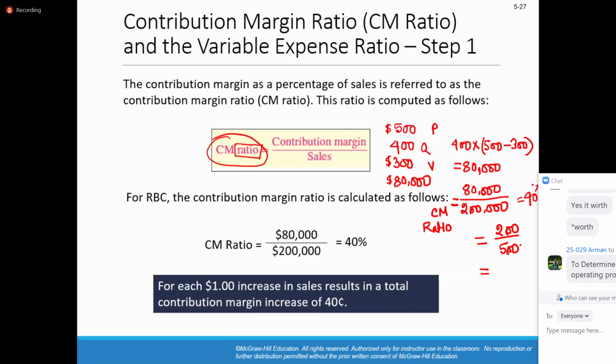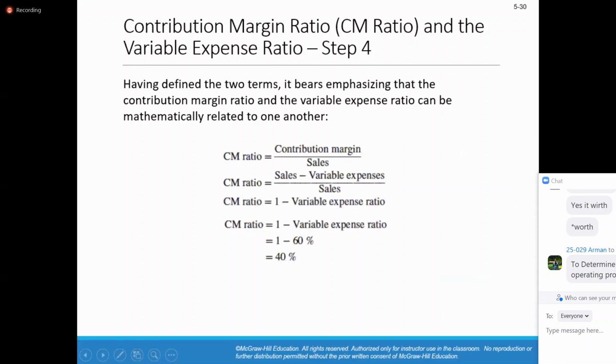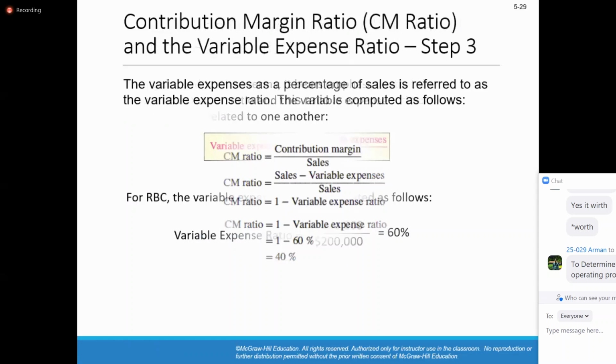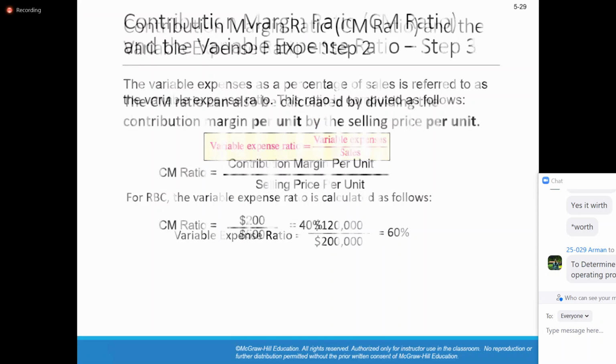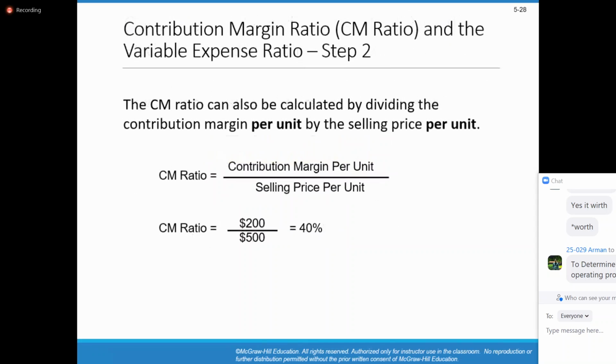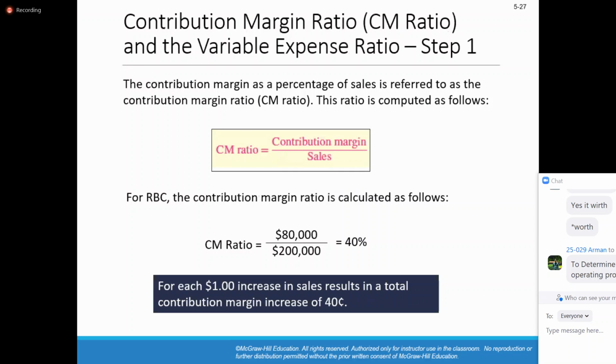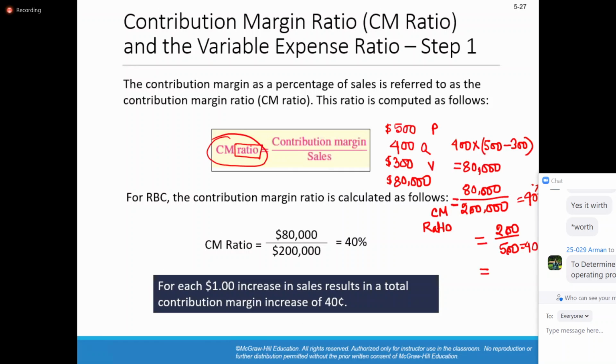And it is also 40%. Okay. So what we have done, we have learned how the contribution margin ratio can be calculated. Okay. Now the task is, what do we mean by the contribution margin ratio? From here, you can understand it.